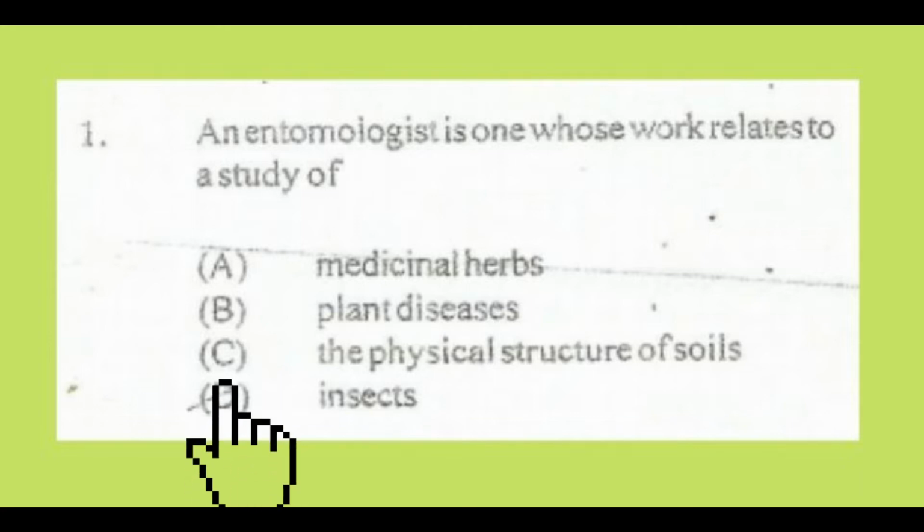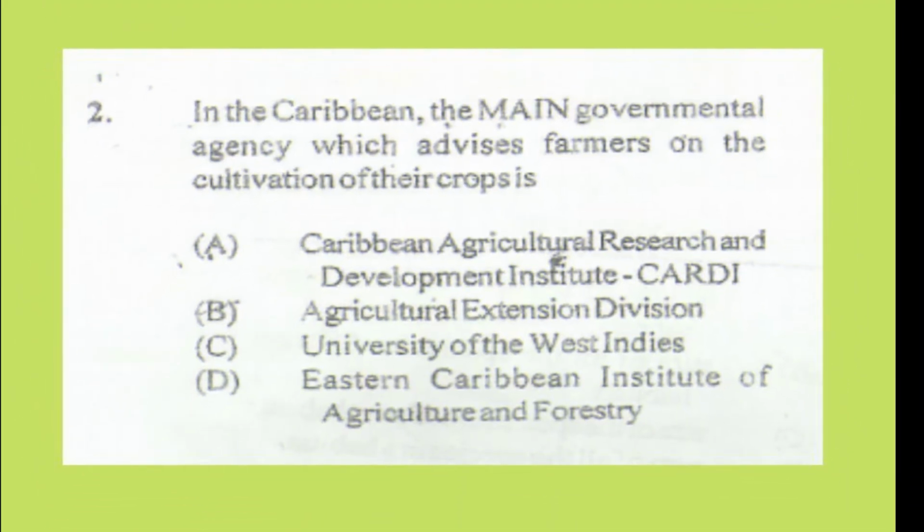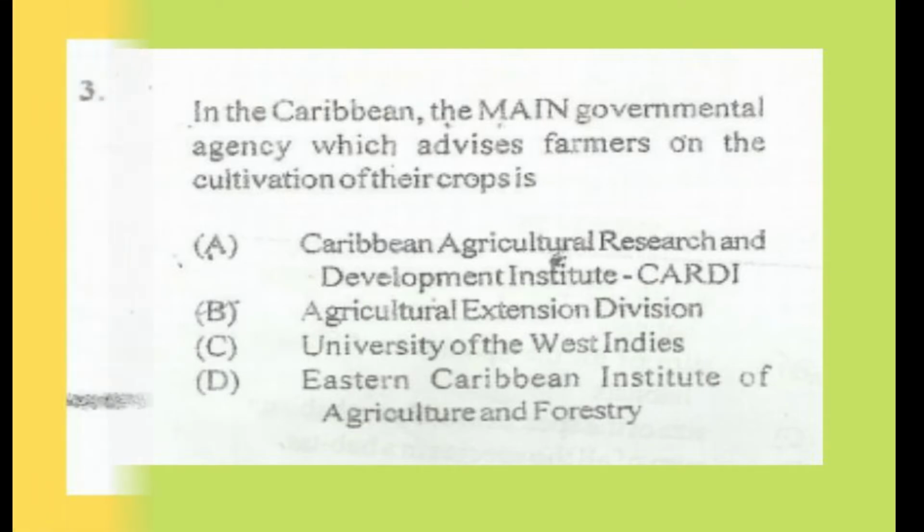Question number 2. In the Caribbean, the main governmental agency which advises farmers on the cultivation of their crop is A. Caribbean Agriculture Research and Development Institute, CARDI, B. Agricultural Extension Division, C. University of the West Indies, and D. Eastern Caribbean Institute of Agriculture and Forestry. Now the answer is B. Agricultural Extension Division.